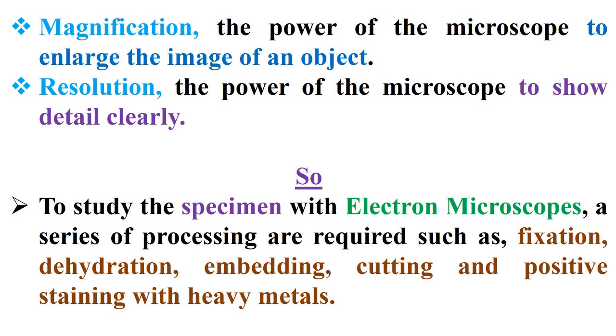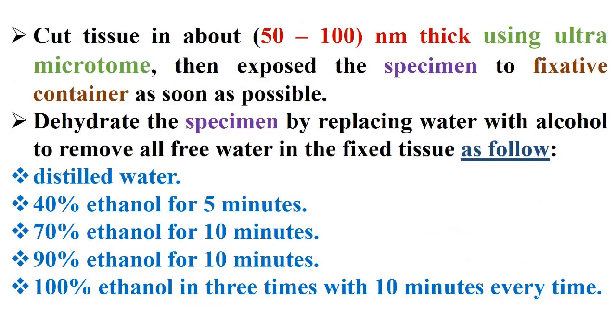detail clearly. So, to study the specimen with electron microscopes, a series of processing steps are required, such as fixation, dehydration, embedding, cutting and positive staining with heavy metals. Firstly, cut tissue about 50 to 100 nanometers thick, using an ultramicrotome. Then expose the specimen to fixative as soon as possible.